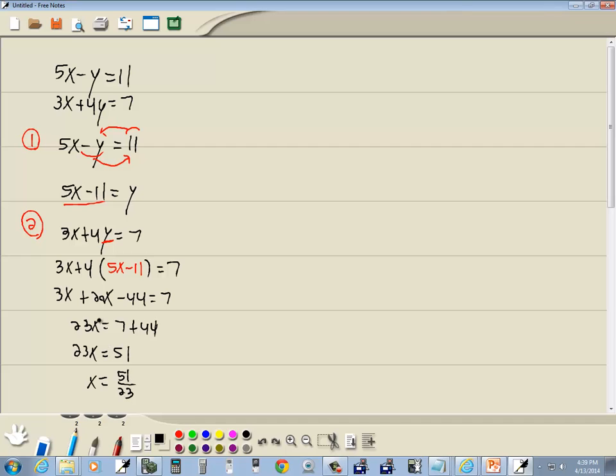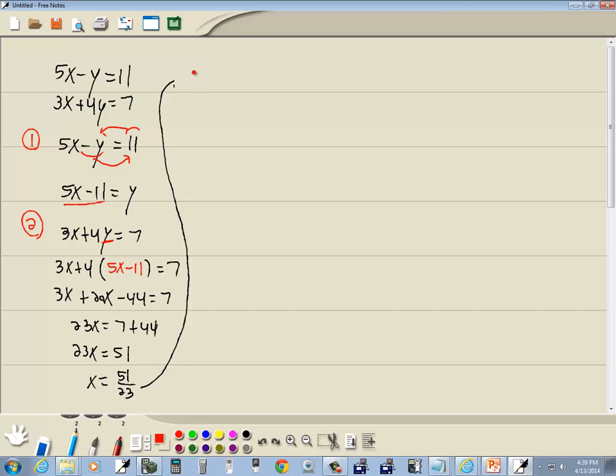Now I'm going to check that. That seems kind of funny. Okay, 5x minus y is equal to 11, so y is equal to that. 3x plus 4y is equal to 7. Replace that with 5x minus 11. So we got 3x, 4 times that is 20x, negative 44 equals 7. 23x, take that over. Okay, that gives 51. Well, it looks right.